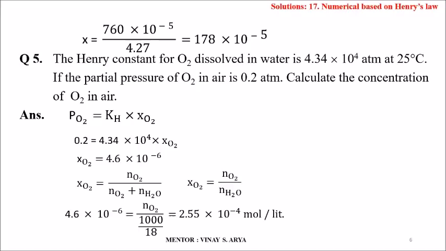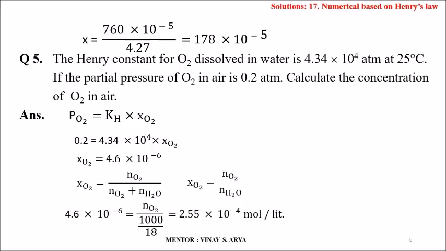Coming to the fifth numerical, the Henry's constant for oxygen dissolved in water is 4.34 into 10 to the power 4 atmosphere at 25 degrees Celsius. If the partial pressure of oxygen in air is 0.2 atmosphere, calculate the concentration of O2 in air. So again the same thing we are doing, students. Whatever is given to us we are writing and substituting the value so that we get the answer in a shorter duration of time. So the pressure of oxygen is equal to KH into XO2. Again I repeat, pressure of O2 is equal to KH into XO2.